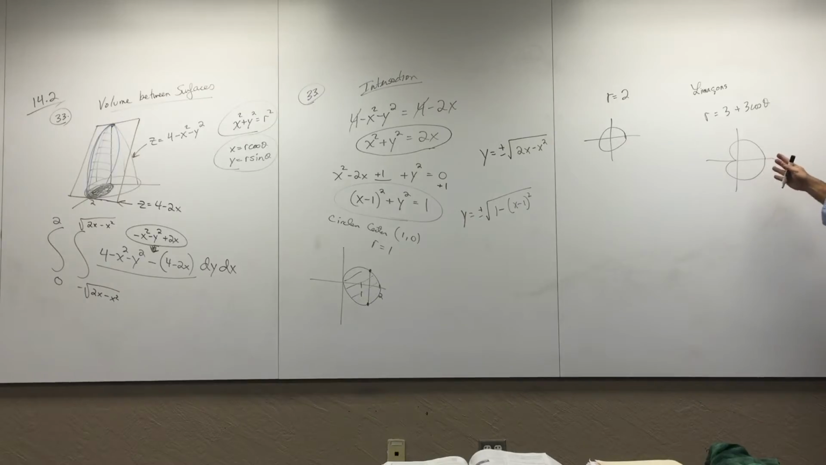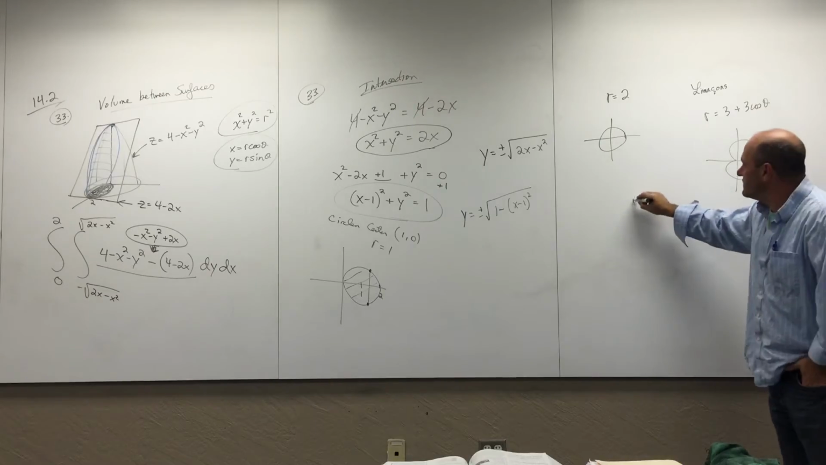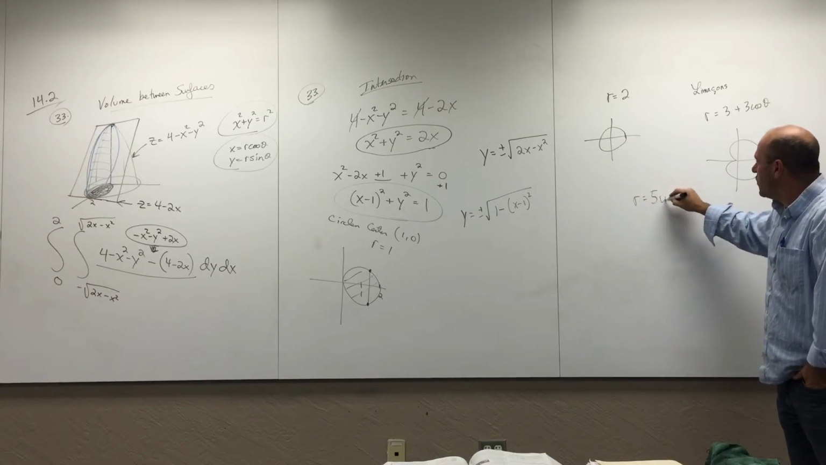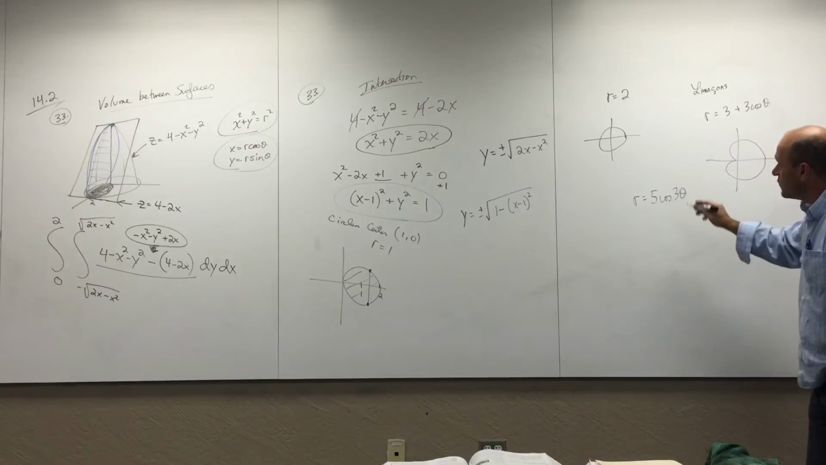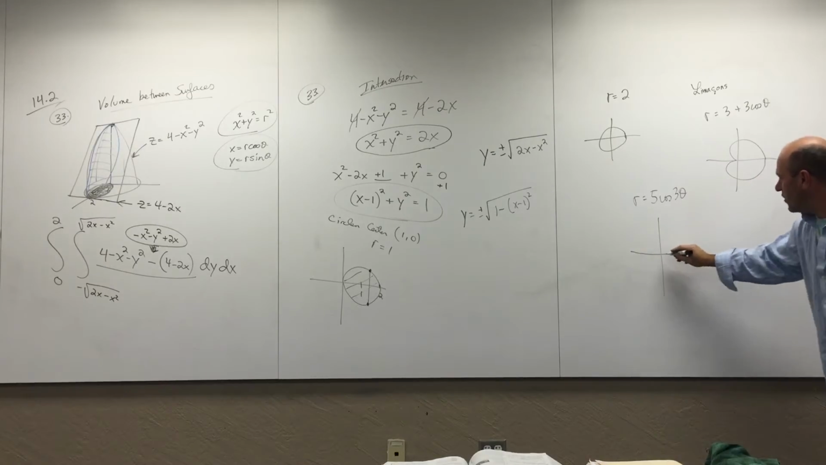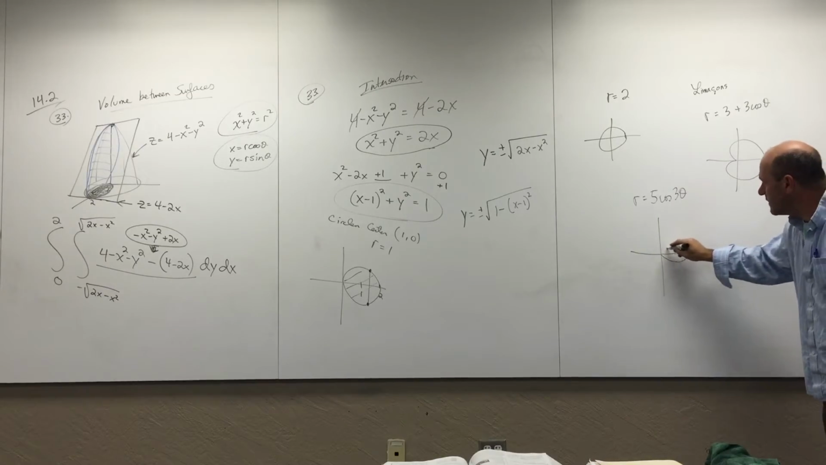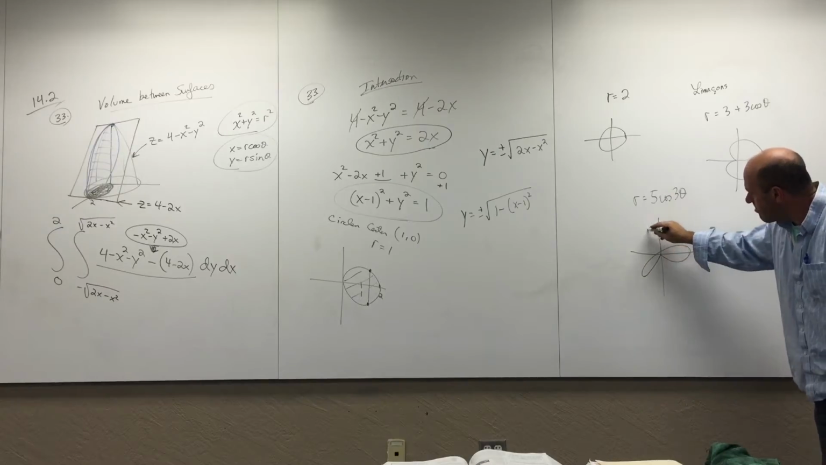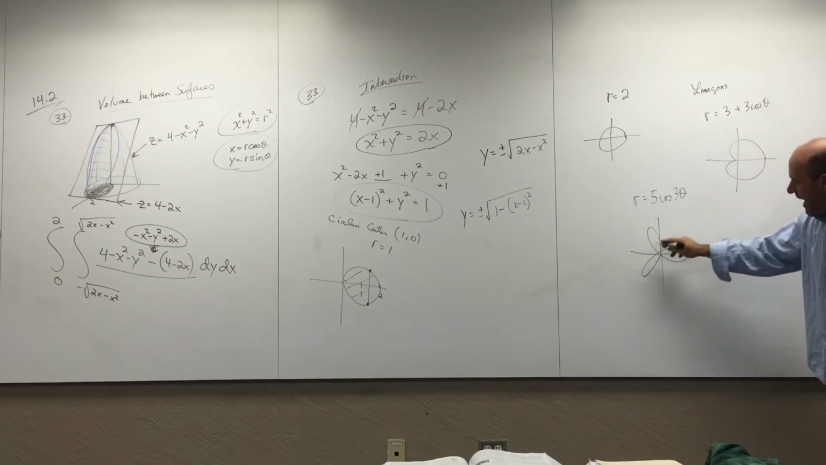Anyway, there's some engineering involved in some of these terms, I suppose. But that's a cardioid. Hey, look at this thing: 5 cosine 3 theta. That's a rose. They call it a rose. It looks a little more like a daisy. See that? It's this spiraling.